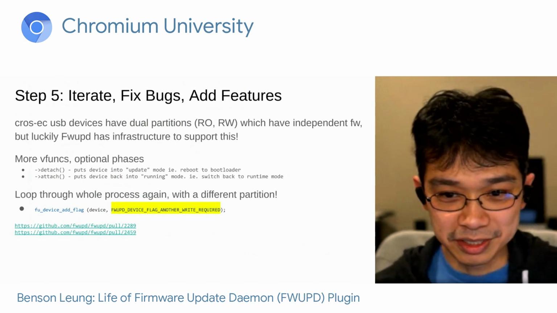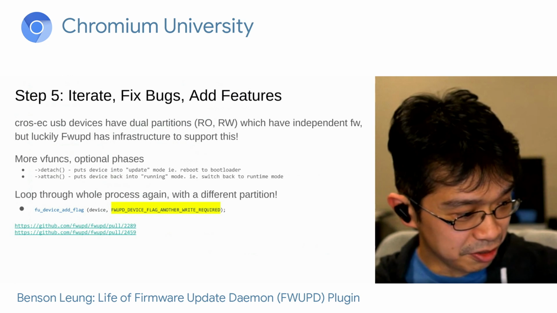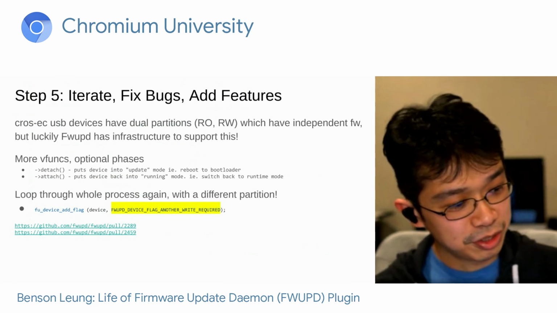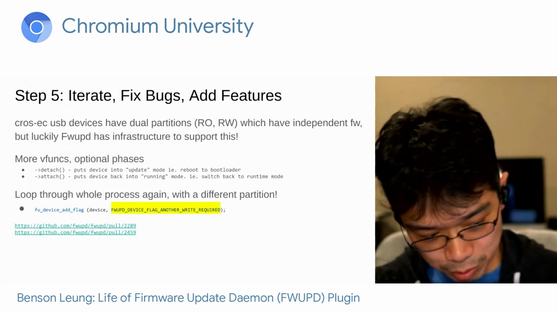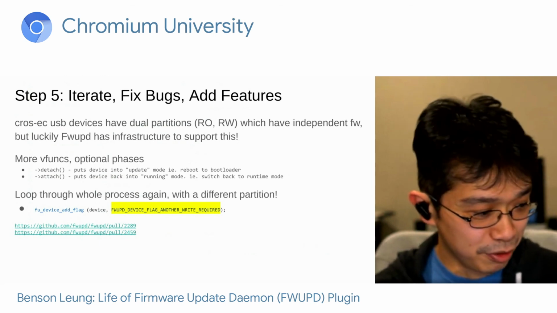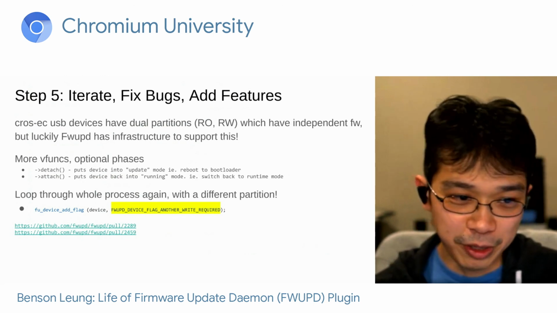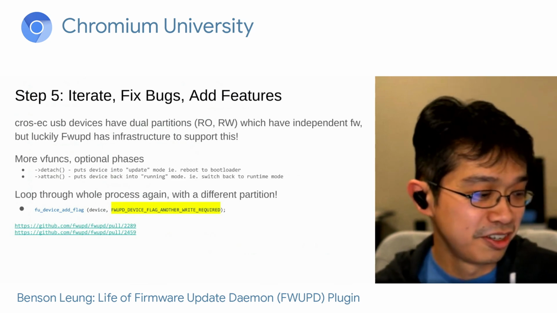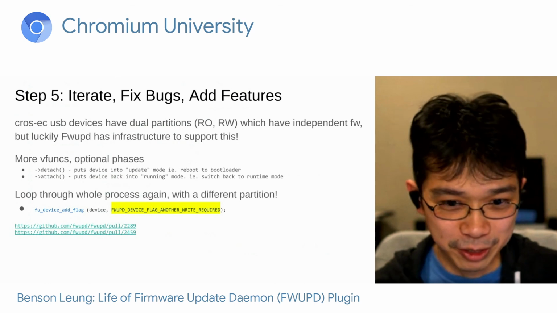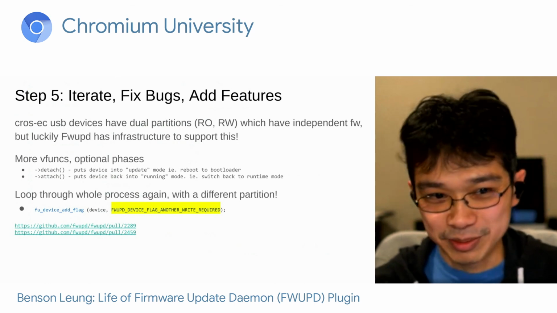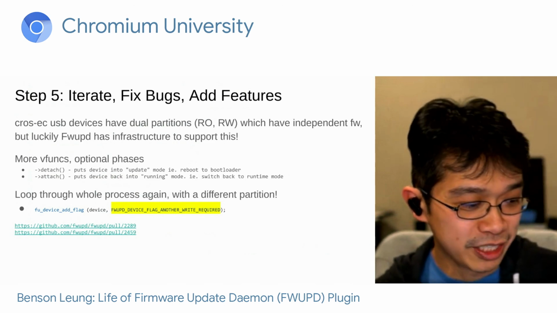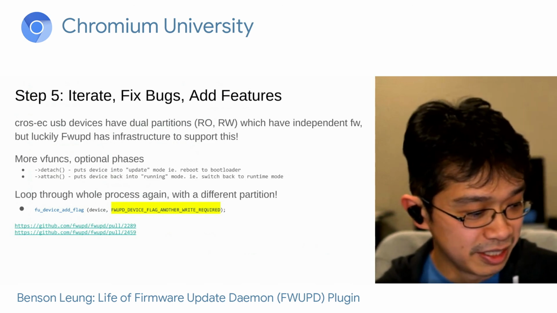I won't get into them in as much detail as the others, but there's a detach and then an attach. The detach puts a device into an update mode, i.e., it reboots into a bootloader, and the attach gives you a chance to jump back to a runtime mode. And finally, since we have more than one partition, and despite RO being shorthand for read only, we can actually update RO. We can loop through the whole process again with a different partition if we set a flag inside of Fwupd inside of our plugin.